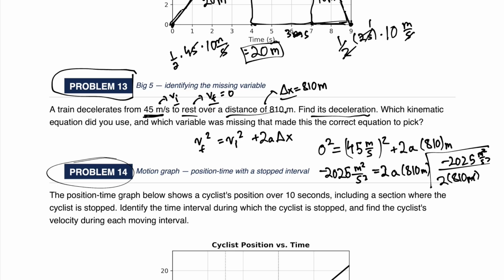I should get, and we want to keep the negative, right? Because that's what's going to give us our deceleration. Because acceleration is in the opposite direction. If I get a positive value, that means I'm doing something wrong, because deceleration means it's in the opposite direction. So this gives us negative 1.25 meters per second squared. Pretty neat value. Box that in. Let's move to the next one.